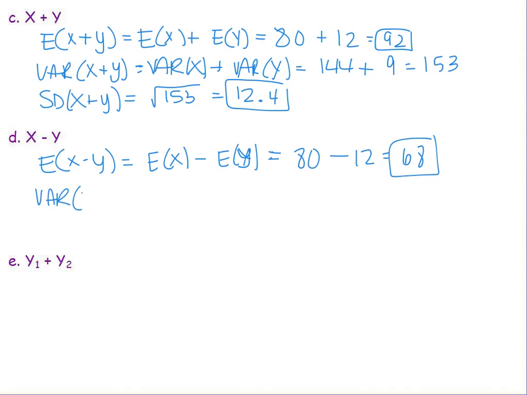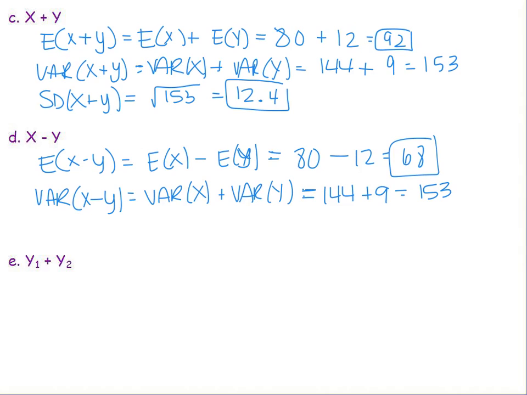Variance of x minus y. Look at equation 6. Remember, variance is always addition. So we're still going to take the variance of x and add the variance of y. So this is actually the exact same answer as the previous part. So 144 plus 9 is 153. And that also means that the standard deviation of x minus y is also the exact same answer, which is the square root of 153, which was 12.4.